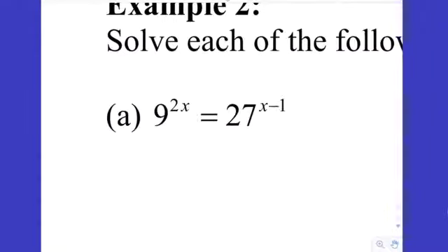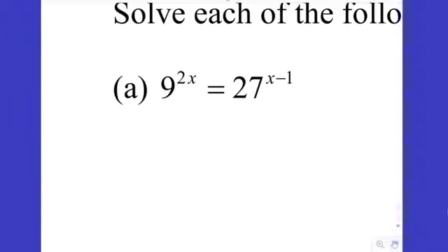The instructions are the same for all three. Solve. So we got 9 to the 2x equals 27 to the x minus 1. So this is a conditional exponential equation. We have an exponential factor on each side. You could jump in and take the natural log of both sides, but before you do that, you should look to see if you can get the bases the same, because ultimately it's going to be a little bit easier.